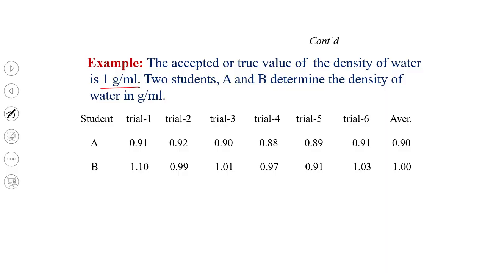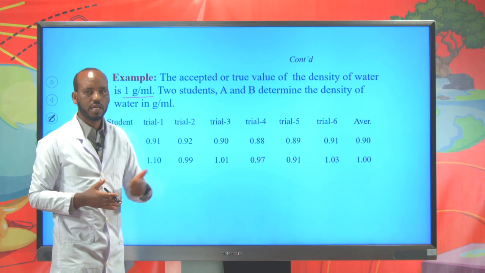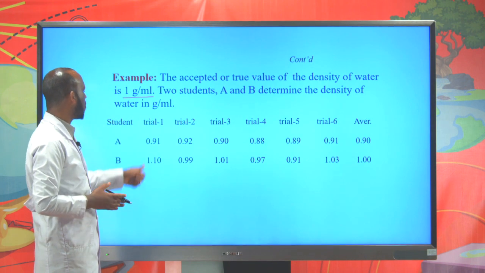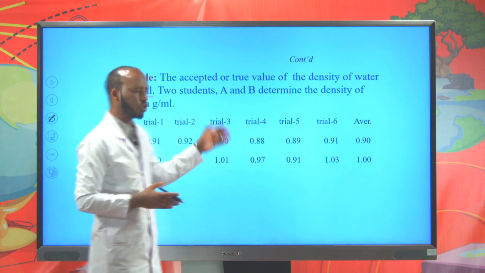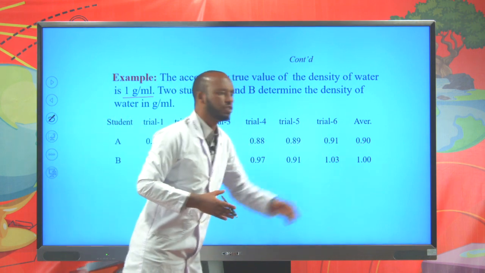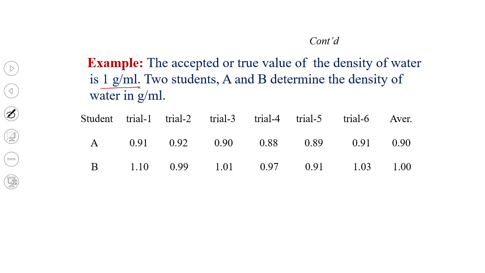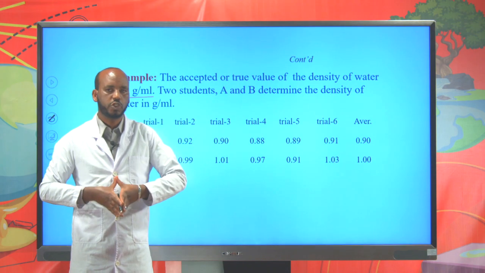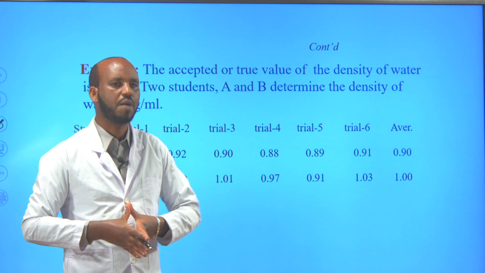Two students A and B determine the density of water in gram per milliliter. Student A, in his or her trial 1, got 0.91 gram per milliliter. In the second trial, 0.92 and so on. The average value of measurements of student A is 0.90. Student B, in his or her trial 1, got 1.10 gram per milliliter. In the second trial, 0.99. The average value is 1. Now, which student made an accurate measurement? Which student made a precise measurement?